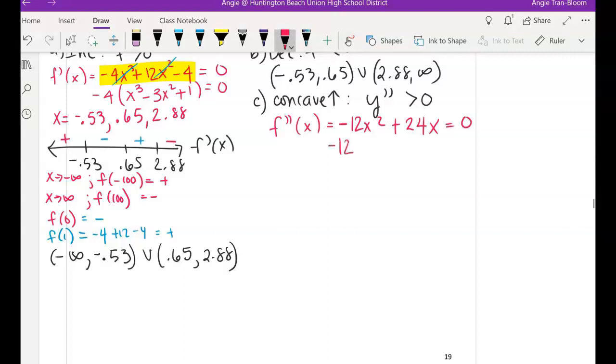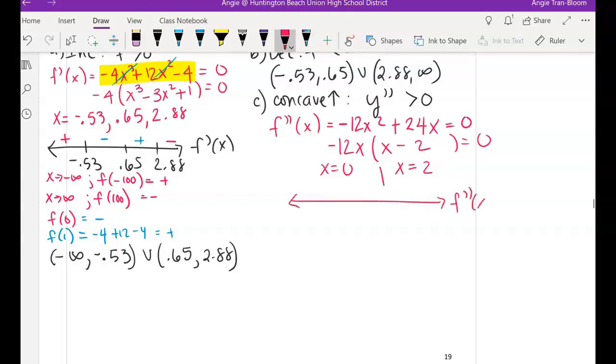Looks like I can take out a negative 12x. If I take out a negative 12x, I'm left with a positive x minus 2. So I have two locations when f prime prime is 0. And then I'm just going to do the same thing. This is f prime prime of x, okay? Two locations, 0 and 2.